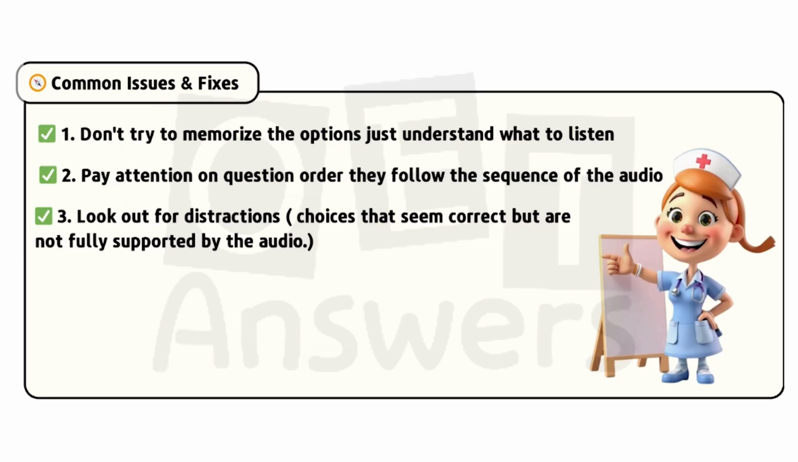Clear? Okay. So finally, you need to know some pro tips: common issues, what is happening and how to fix this. Everything I have described here. First thing is don't try to memorize the options, just understand what to listen for. Don't memorize the answer options or question keywords. Understanding is really much easier than memorizing. So just understand what you have to listen for from the audio.